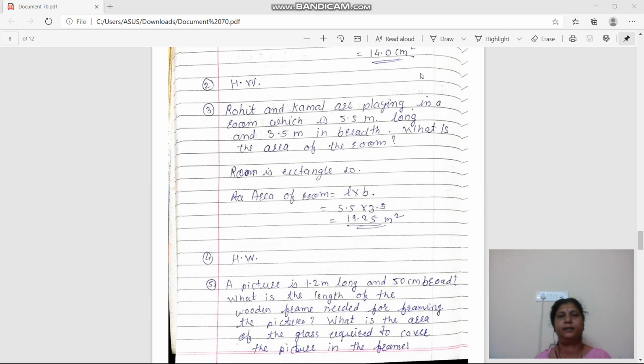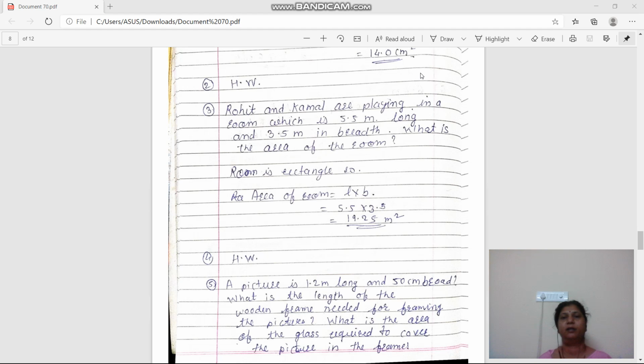So let's start. Rohit and Kamal are playing in a room which is 5.5 meter long and 3.5 meter in breadth. What is the area of the room? So we have to calculate the area of the room. What is the shape of the room? It has length and breadth, that is, it is rectangular. So the area of the room is equal to the area of a rectangle, that is length into breadth.